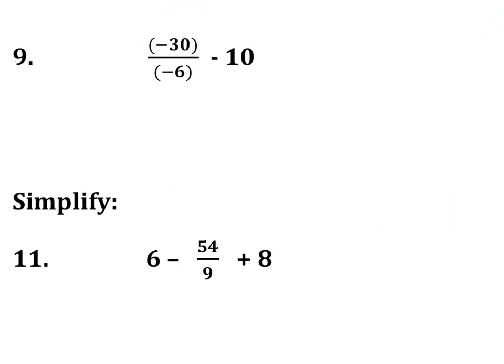If I'm looking here and I'm following my PEMDAS, first I need to divide. Remember, this line means divide. -30 divided by -6 is 5. So I'm going to rewrite it. 5 minus 10 is -5.